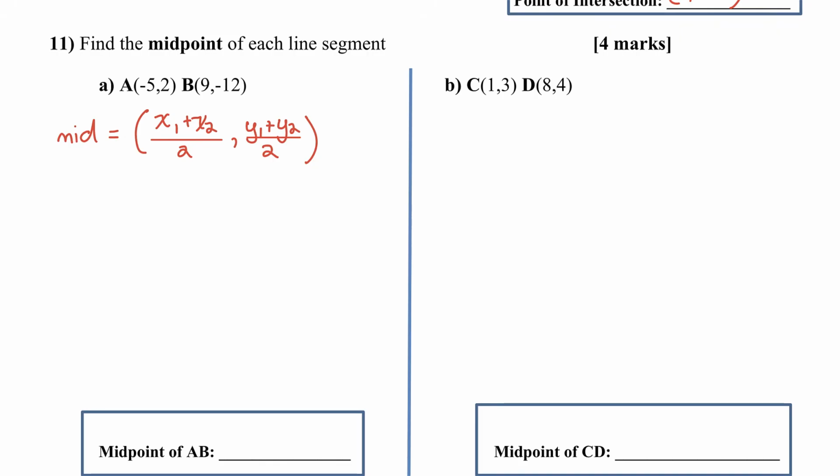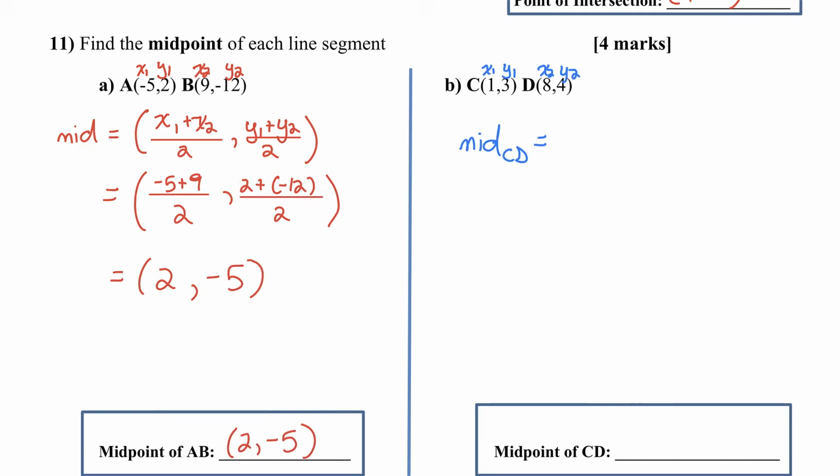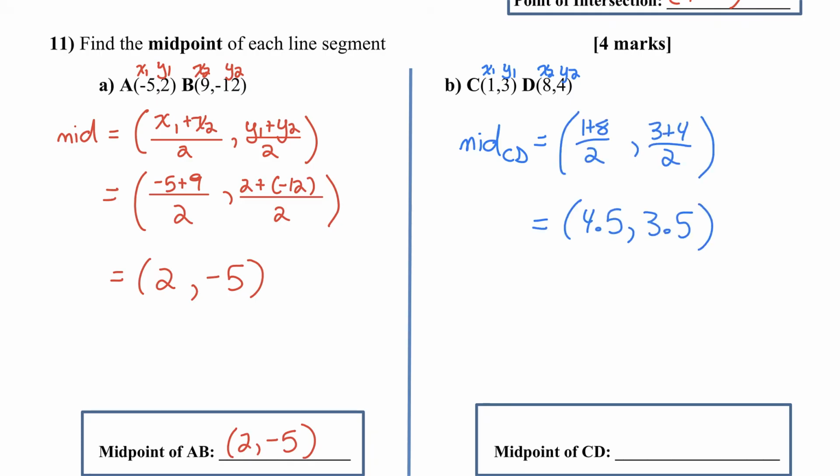I'll label A my first point, so that's my x1, y1, and B is my second point, so that's my x2, y2. If I sub into this midpoint formula, when averaging the x's, I get 4/2, which is 2. And averaging the y coordinates, I get negative 10/2, which is negative 5. And then I can do the same thing for part B. I'll just show you the answer quickly. So you can see the midpoint of the line connecting C and D would be the point (4.5, 3.5).